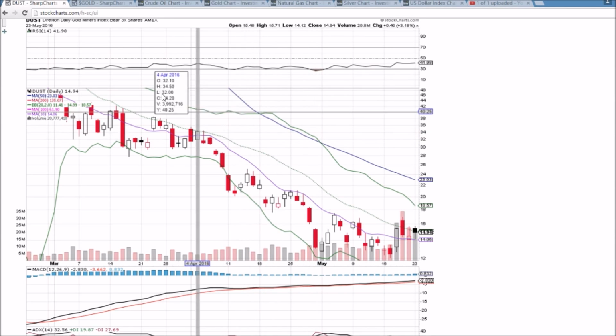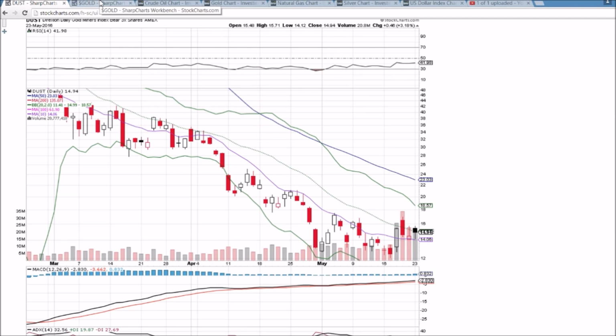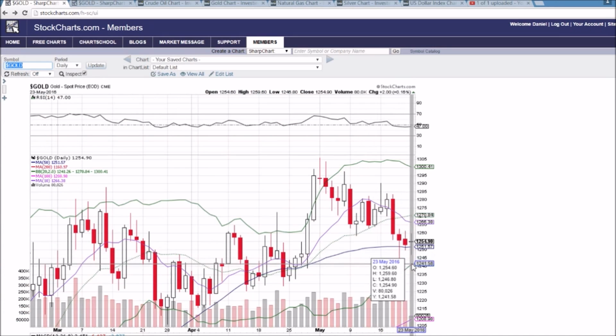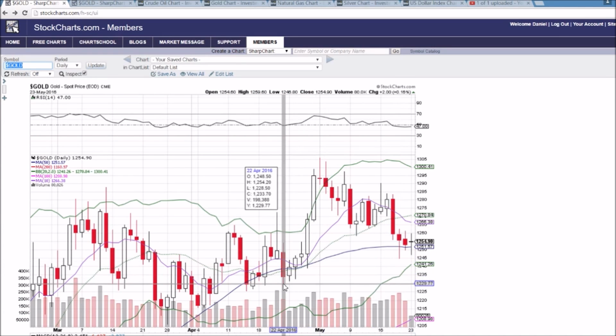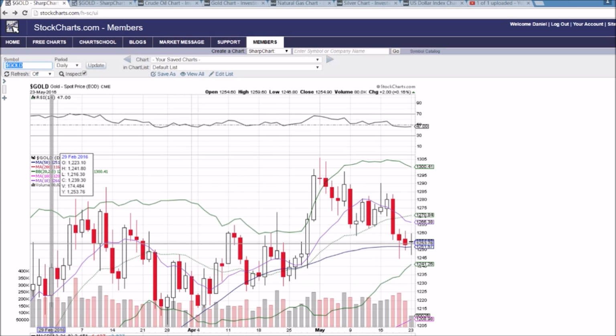And if gold 1250 is now becoming resistance, DUST should perform well as gold heads back down to the next support we would be looking at, which would be 1244.60 and 1228.50. So that is the rundown on gold.